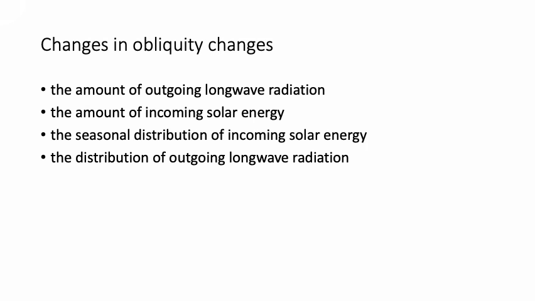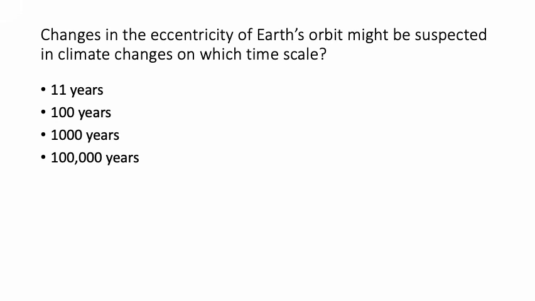Changes in the Earth's obliquity change the seasonal distribution of incoming solar energy. So it changes how the solar energy is distributed between the northern hemisphere and the southern hemisphere by season, by winter and summer. Changes in the eccentricity of Earth's orbit might be suspected in climate changes on which timescale? That one would be 100,000 years. 11 years is sunspots. The others don't really have any relationship to Earth's orbit, so it's roughly 100,000 years or more.